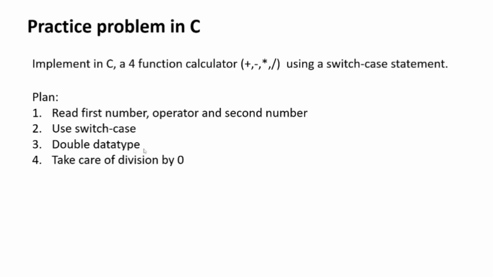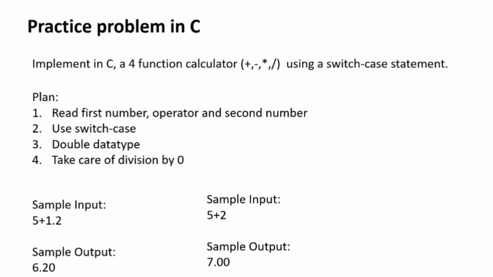Third one, the data type that we use is going to be double because it can manage both integer and floating point numbers and to the highest precision. Next important point is in this program we'll have to take care of division by 0. So these are the test cases that we'll have to check in the end. Okay, so now let's implement this problem in C.